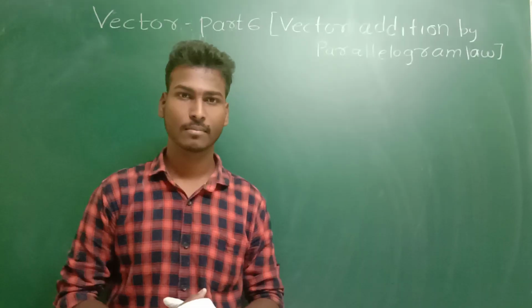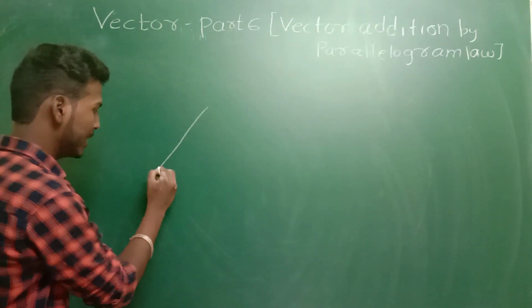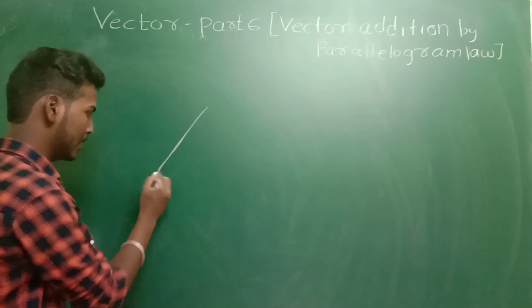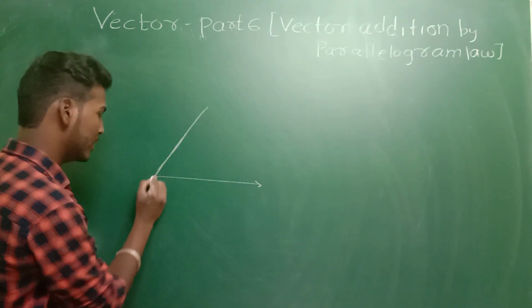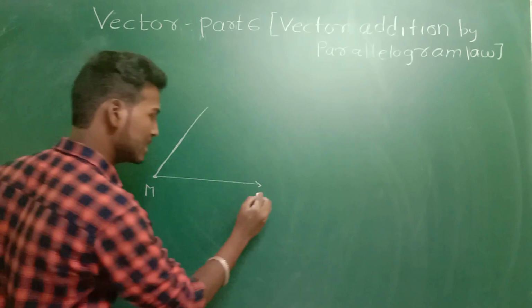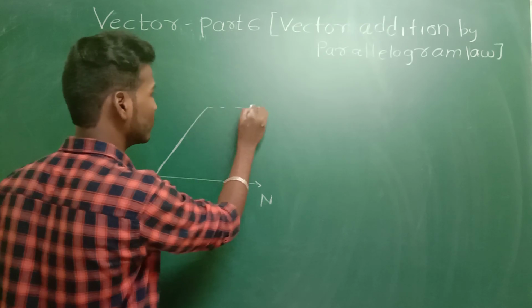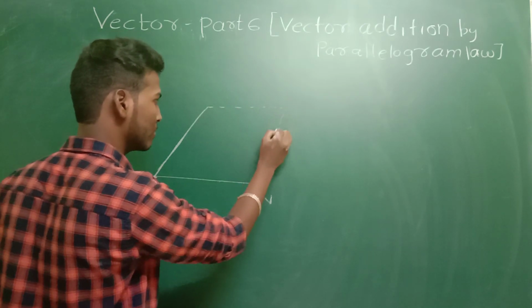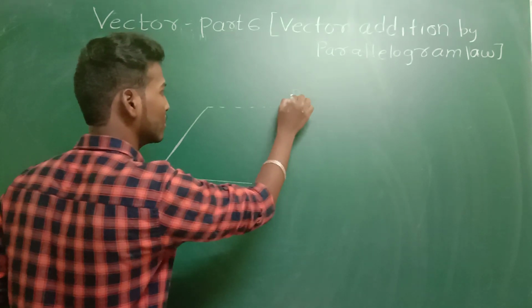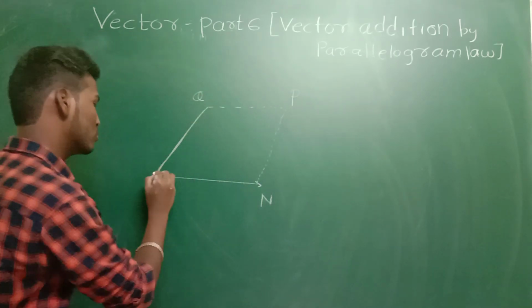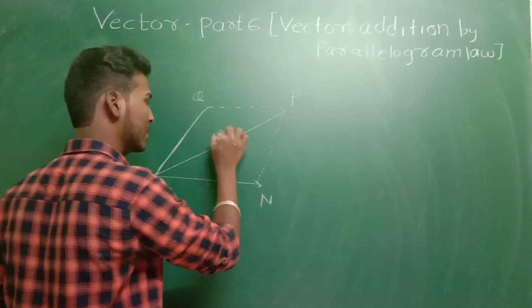Okay, note down. Let's say we have a vector here and another vector like this. Let's say this point is M, this point is N, and we make one parallelogram structure here, parallelogram M N P Q. So this is the diagonal, am I right? This is the diagonal, which is the resultant vector.